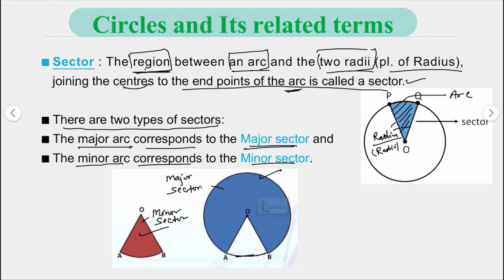So simply, a sector is a region between an arc and two radii. That region is called the sector of the circle. Again, there are two types of sector. The sector which corresponds to the major arc is called the major sector, and the sector which corresponds to the minor arc is called the minor sector, okay.